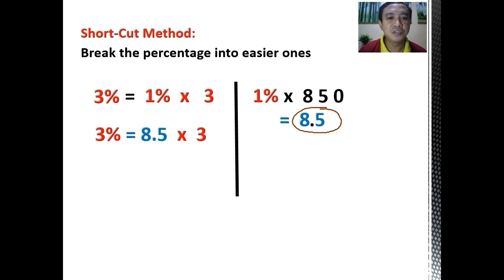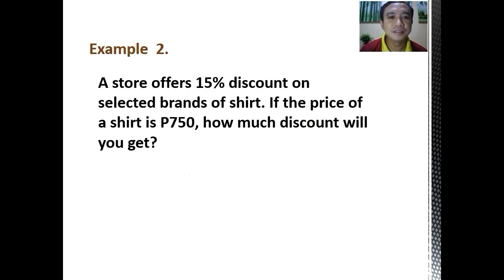Now the next thing to do is to simply multiply our 1%, which is 8.5, by 3. So 8.5 times 3 is 25.5. So it's a lot easier, right? Now let me show you another example.